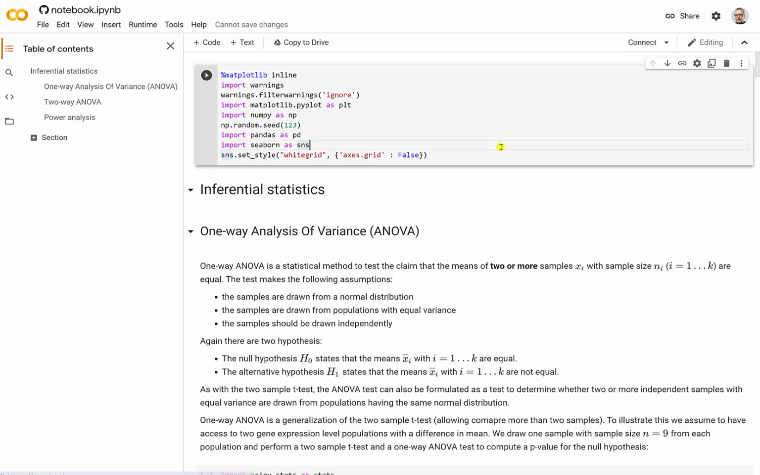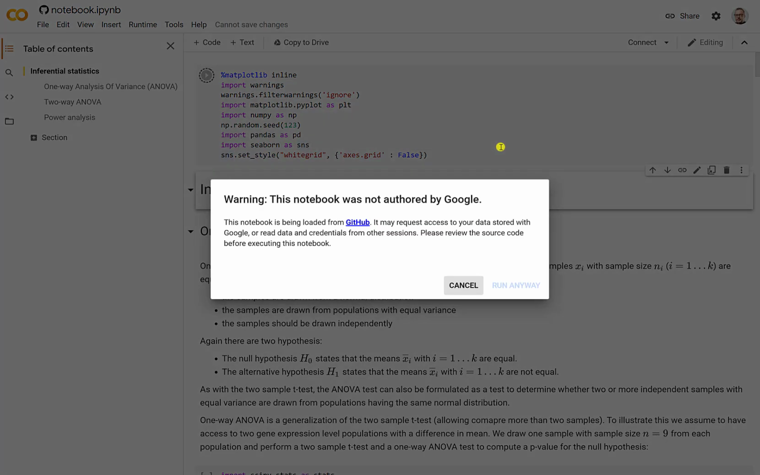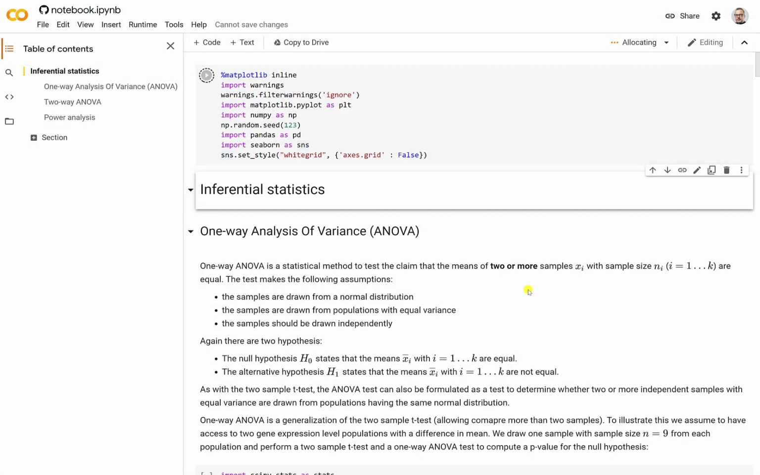Before we start, I'm going to execute this code here so that we can run the notebook.